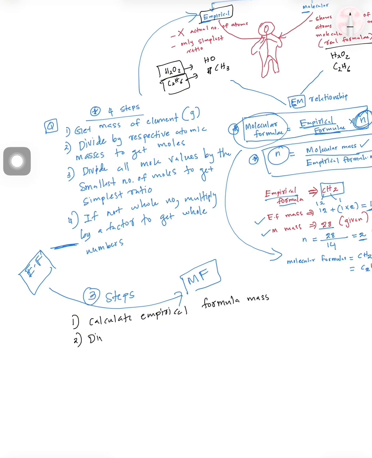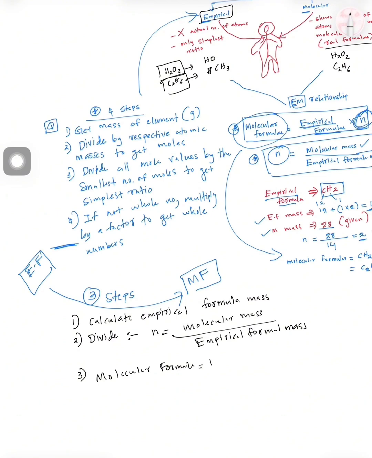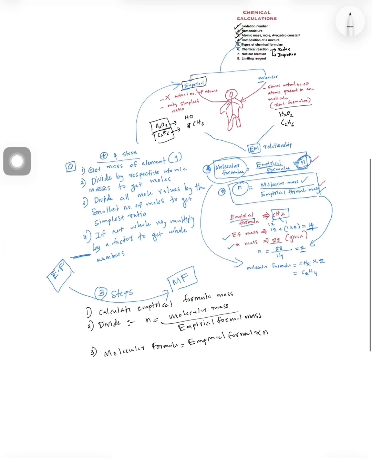The second one is to divide: N is equal to molecular mass over empirical formula mass. And the third one is the molecular formula: you have to take the empirical formula multiplied by N. These are the 4 steps to find the empirical formula, and from the empirical formula, you do 3 steps to form the molecular formula.